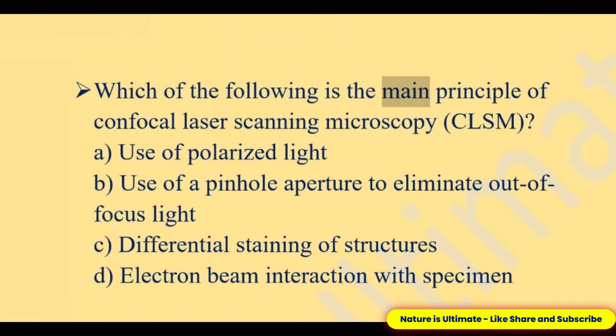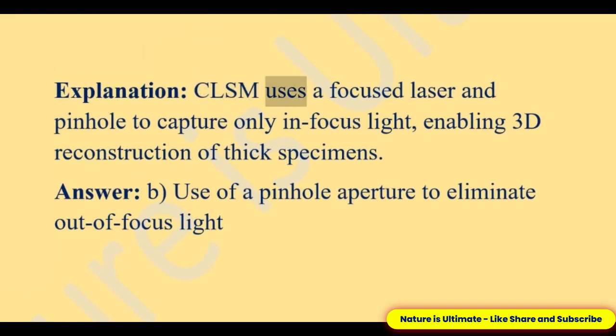Which of the following is the main principle of confocal laser scanning microscopy, CLSM? A. Use of polarized light. B. Use of a pinhole aperture to eliminate out-of-focus light. C. Differential staining of structures. D. Electron beam interaction with specimen. Explanation: CLSM uses a focused laser and pinhole to capture only in-focus light, enabling 3D reconstruction of thick specimens. Answer: B. Use of a pinhole aperture to eliminate out-of-focus light.